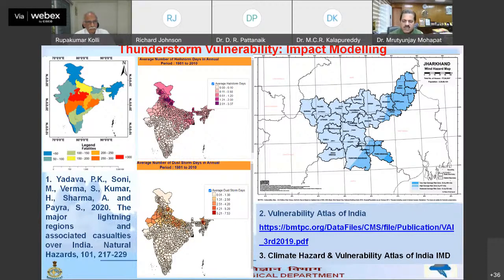So this is another example of what we are doing. We have developed a vulnerability atlas of India at the district level and also at the city-specific level. We have developed the climate hazard vulnerability atlas of India by IMD, as can be seen in this diagram here.